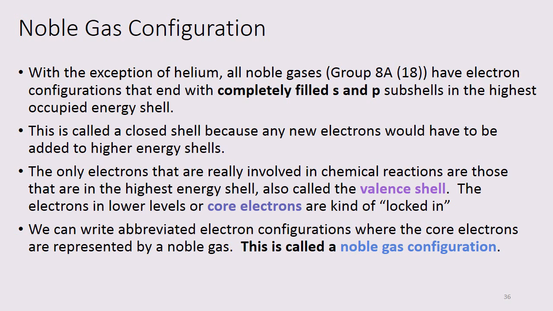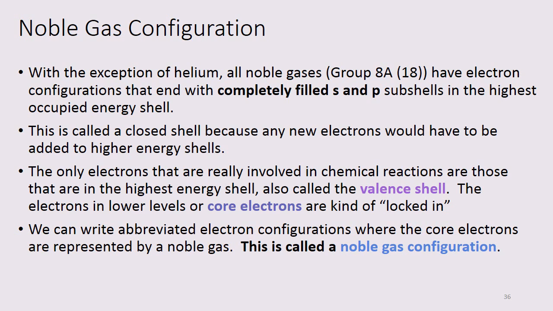And so it turns out that the only electrons really involved in chemical reactions are those that are in the highest energy shell. We also call that the valence shell. Anything below those electrons in those closed shells are called core electrons, and they're kind of locked in, so they don't really take part in any kind of chemical reactions. And so what we're going to be able to do is write abbreviated electron configurations called noble gas configurations, where we're going to represent the core electrons just by one noble gas.